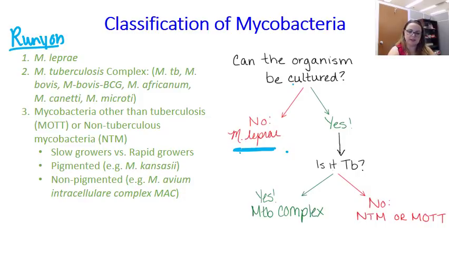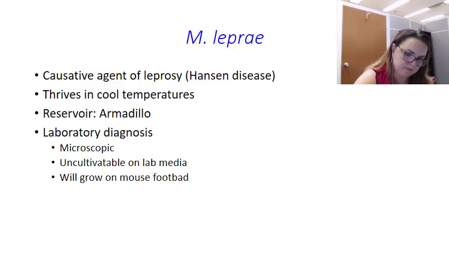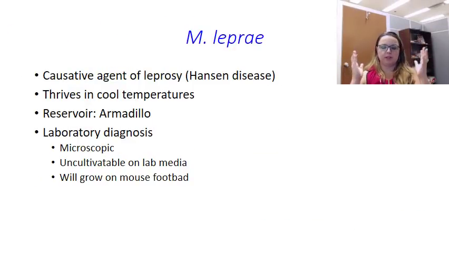M. tuberculosis is obviously not a MOTT because it is tuberculosis. If it's tuberculosis, then it's got to be either M. tuberculosis sensu stricto, or it's got to be one of the other ones that is commonly associated with it. If it's not TB, then we look at NTMs or the MOTTs. Okay, so these are going to be broken down into, are they slow growers or fast growers, and are they pigmented or not pigmented? And there's kind of 4 groups that go along with that. Before we get into all of that, I'm going to start with M. leprae.